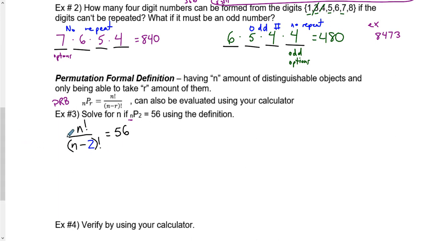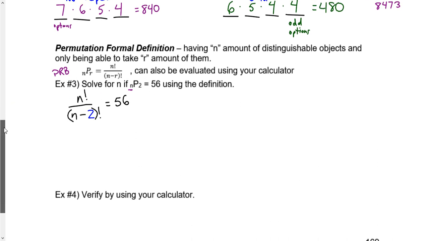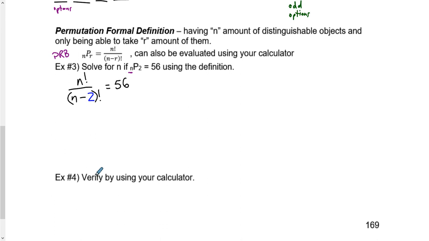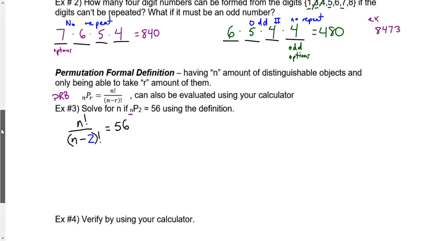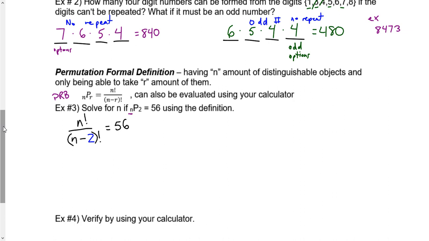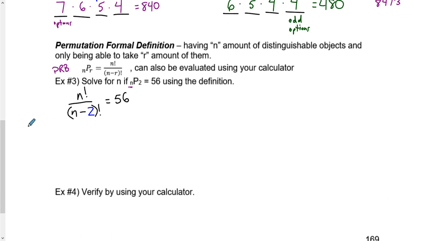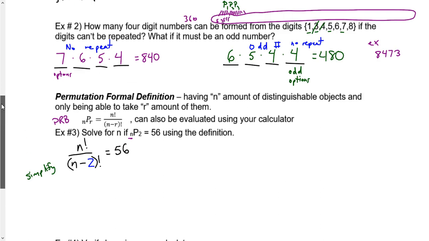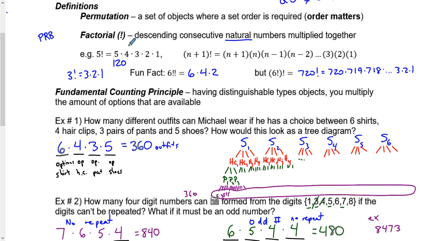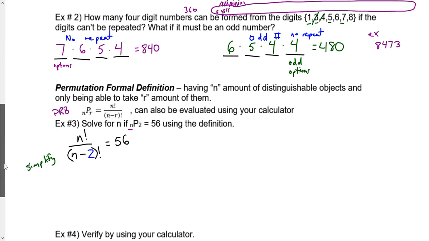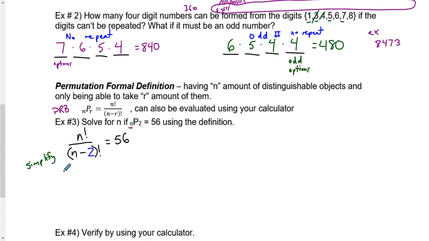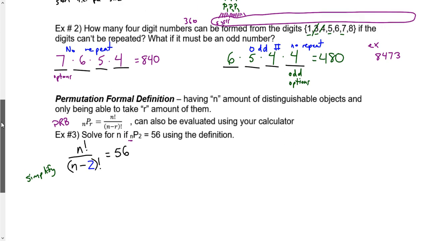So what we're going to have to do first here is we're going to have to solve. Now, yes, we can do guess and check, but that's not using our pre-calculus methods. And then we're going to actually verify our answer in this next example. What we're going to do is we're going to simplify. In order to simplify, we use this definition of what a factorial is. Again, it's descending consecutive natural numbers. Well, we don't exactly know what n is right now. I mean, I do, but that's beside the point.